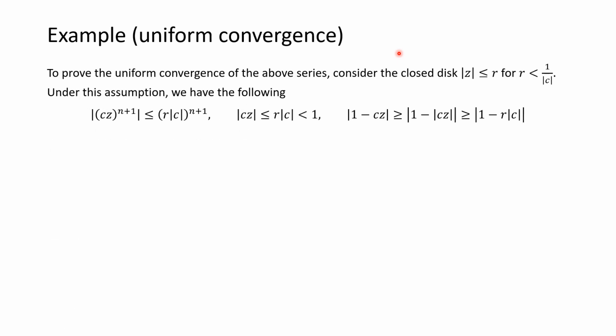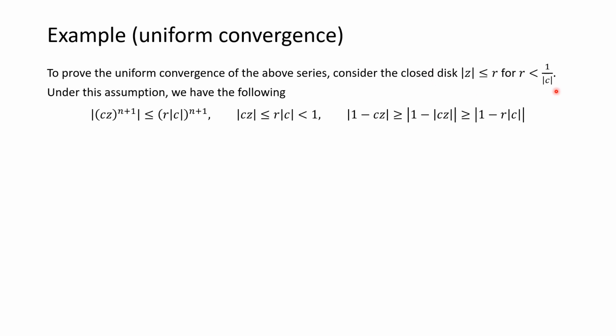Continuing with our example, and recalling that in the last slide we showed regular convergence, now we're going to show that our series converges uniformly. So to prove that, consider a closed disk, modulus of z less than or equal to r. So a disk centered at the origin with radius less than or equal to r, for r less than 1 over the modulus of c.